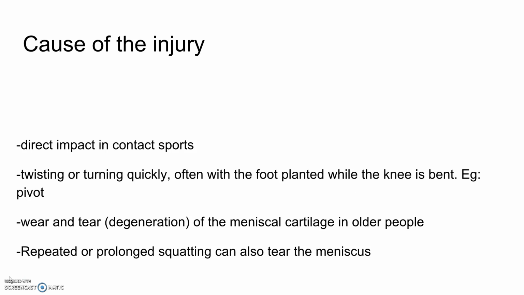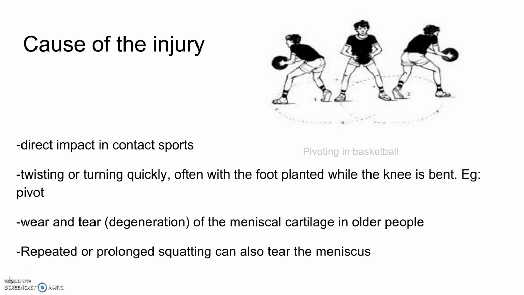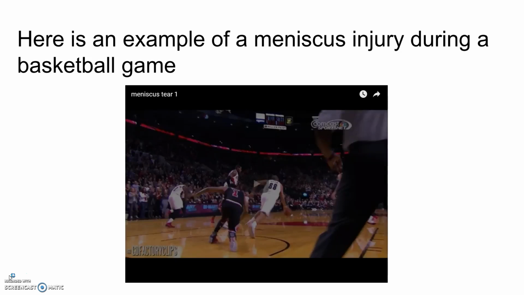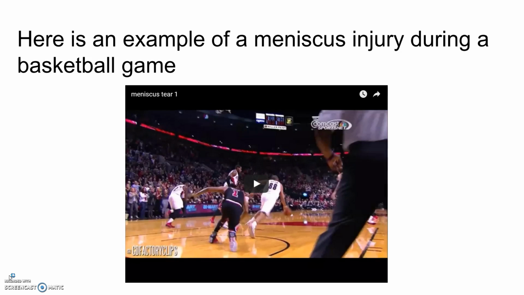The cause of the injury is simple: direct impact in contact sports, twisting or turning quickly, often with the foot planted while the knee is bent. For example, pivoting in basketball. Wear and tear of the meniscal cartilage in older people, or even repeated or prolonged squatting, can also tear the meniscus. Here is an example of a meniscus injury during a basketball game.